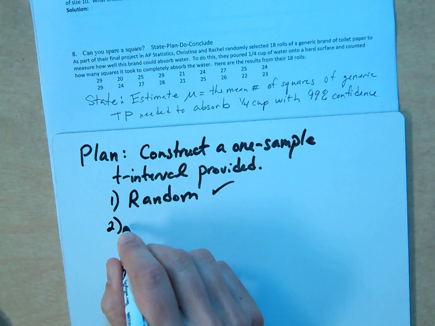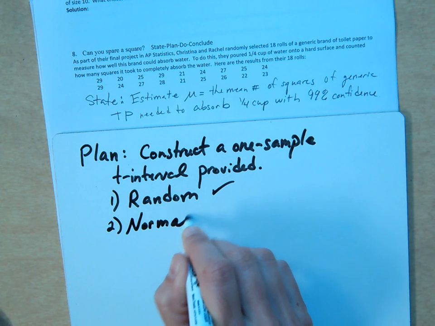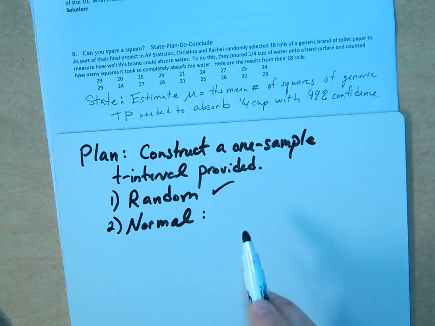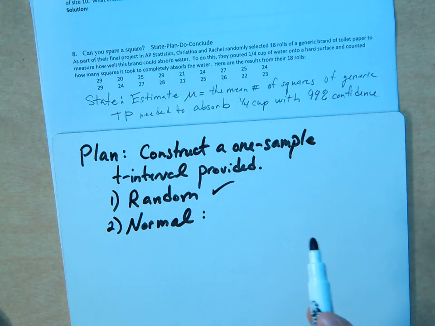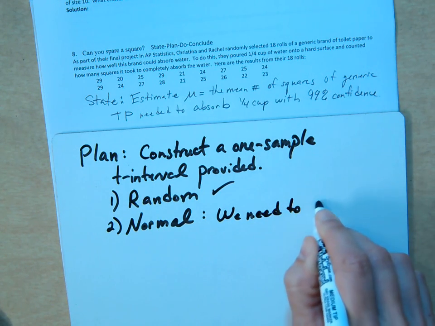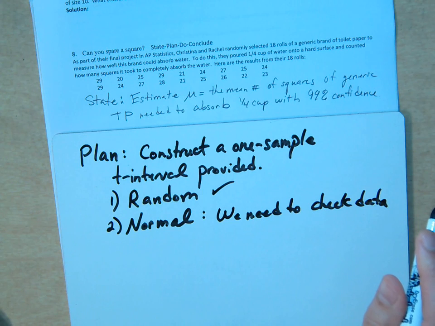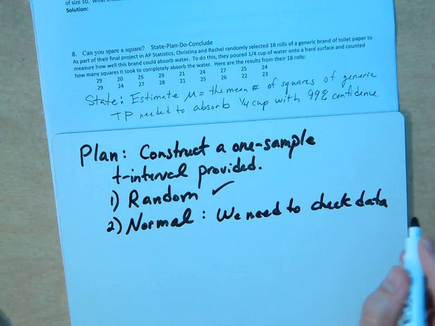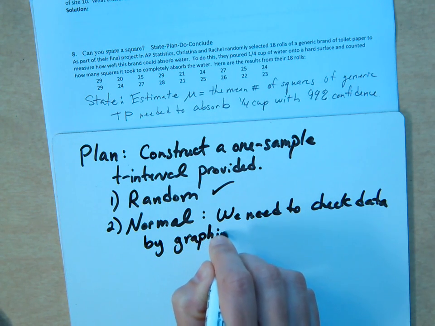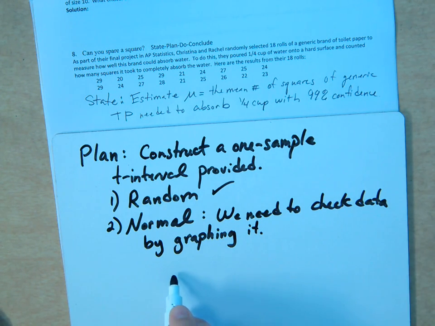Normal. Okay, so this is a little bit more involved here because our sample size is smaller than 30. Since the sample size is small, it's 18, and we don't know the population is normally distributed, we need to check and look at the data to see if it's close to normal. So we need to check the data by graphing it. You could do a box plot or a dot plot, which is what we're going to do.